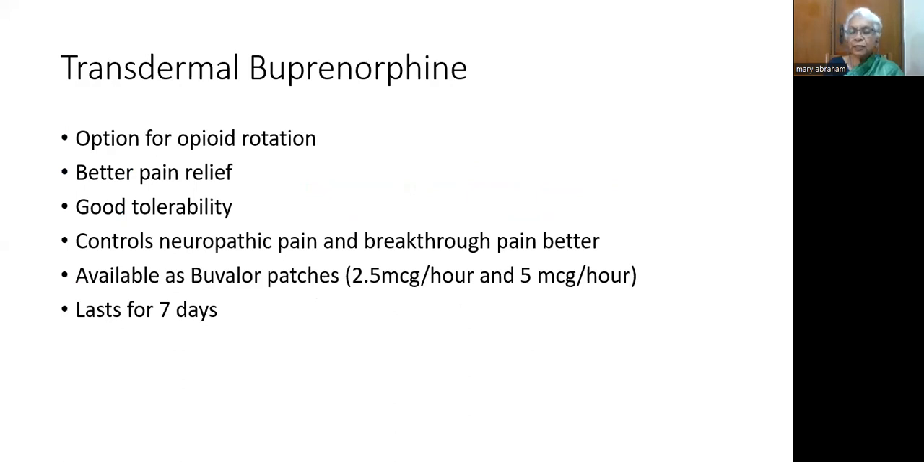Now, the other strong opioid we have is transdermal buprenorphine. It is available as Buvelot patches, 2.5 mics per hour or 5 mics per hour. It is a good option for opioid rotation, better pain relief, good tolerability, can control neuropathic pain and breakthrough pain better, and it usually lasts for 7 days. Next, please.